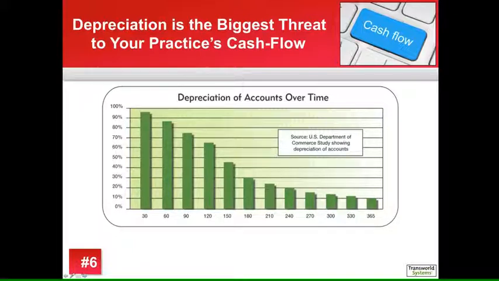It's the fact that all of our accounts are depreciating every single day, every single night, on the weekends, during the holidays. The whole group of them are depreciating together. That's the biggest threat we have to our cash flow. And I'm sharing here, you see the graph on the board. You've probably seen versions of this in different magazines. Certainly the dental magazines have things like this. And it's the U.S. Department of Commerce study that shows the depreciation, just how aggressive it can be.